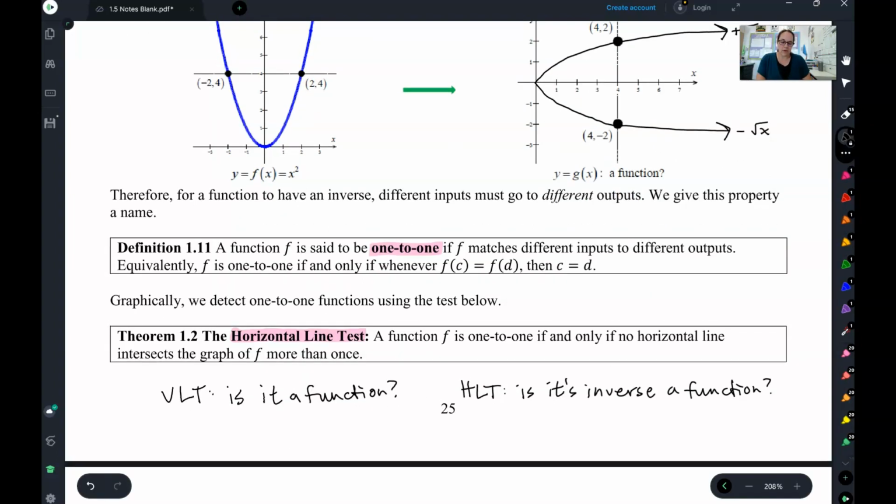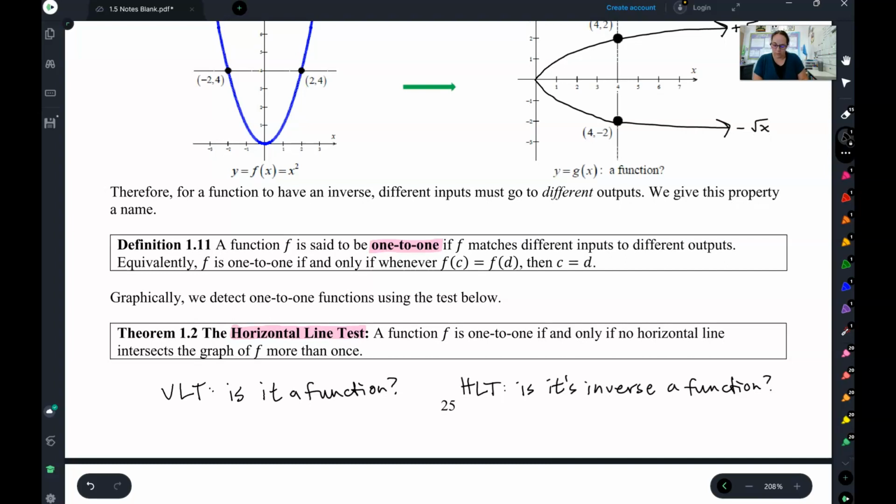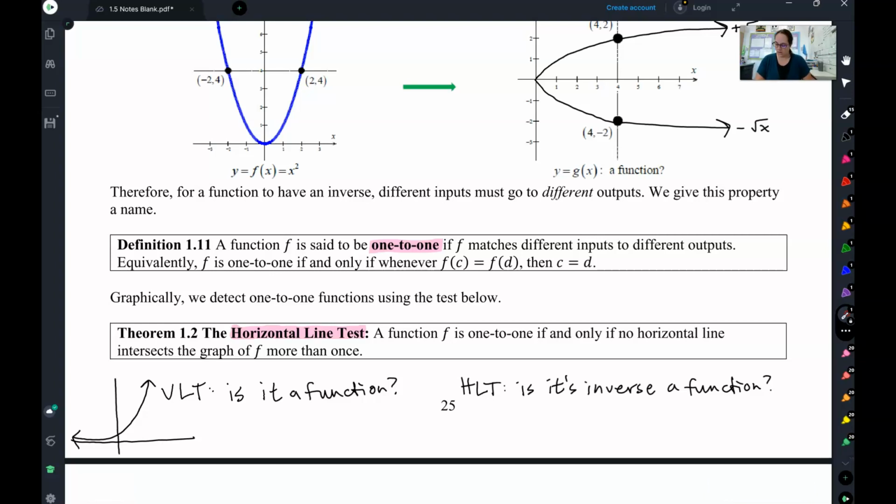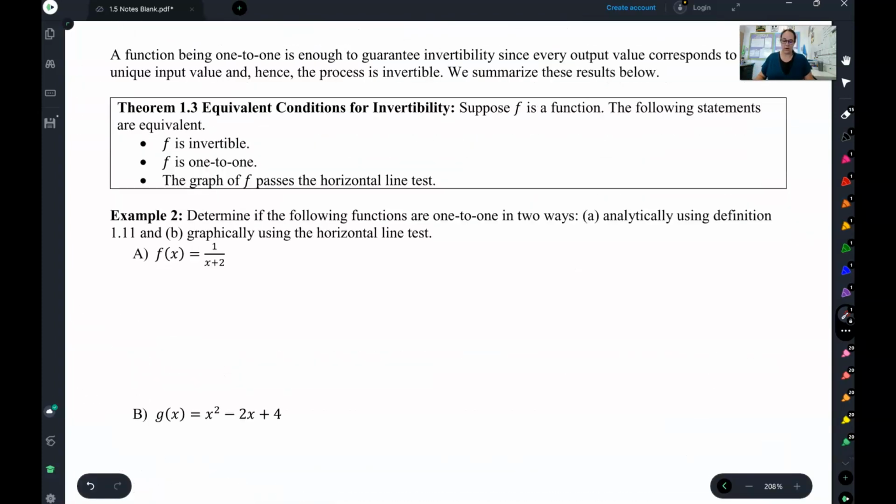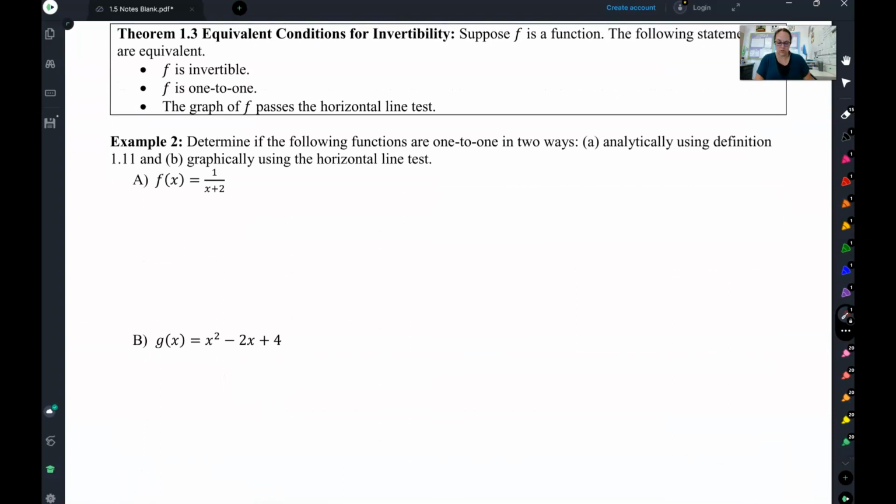So let me give you an example of that. Hopefully some of you will remember your exponential. Exponential looks like that. This exponential passes the vertical line test, so it's a function. It also passes the horizontal line test, so its inverse is also a function. So we would call that one-to-one. So that is a little bit of a definition for what it means to be one-to-one and what it means to have an inverse that is also a function.